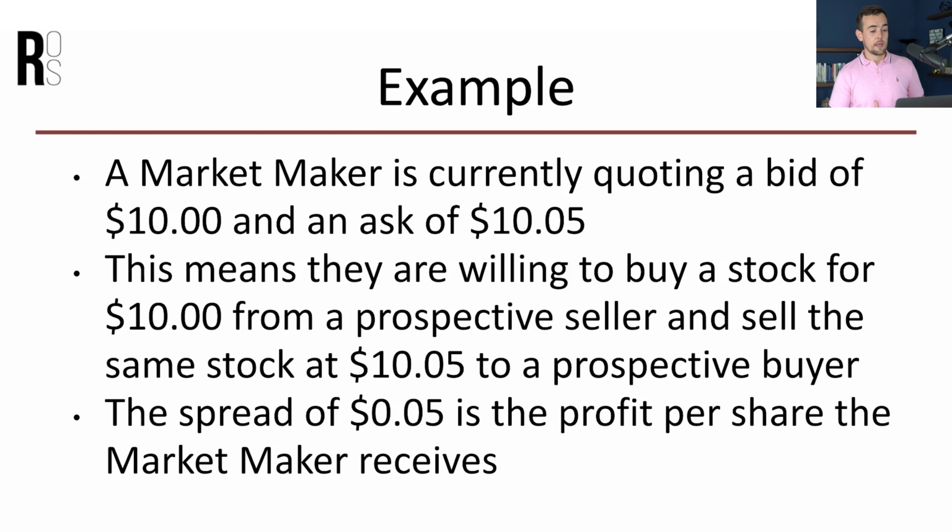And also, guys, the market makers are not operating a charity here. They do make a small amount of money on the spread, or the difference between that bid price and the ask price. So just for example's sake here, let's say a market maker is currently quoting a bid of $10 and an ask of $10.05. This means they are willing to buy a stock for $10 from a prospective seller and sell the same stock at $10.05 to a prospective buyer. The spread of 5 cents is the profit per share that the market maker would receive.